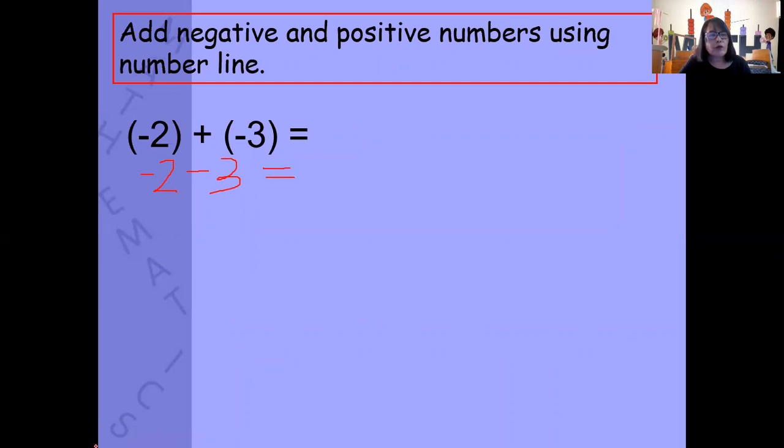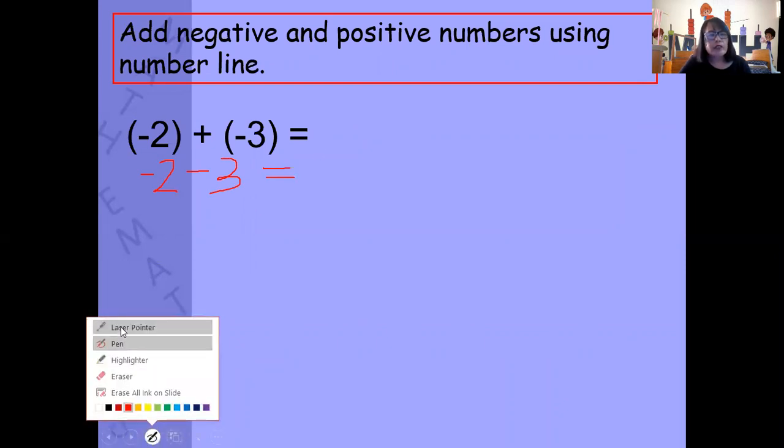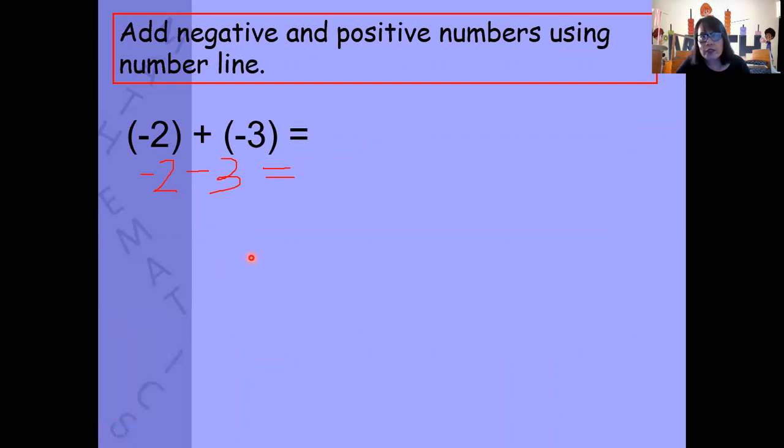Okay, now I want you to concentrate and watch my explanation carefully. You can see here that our starting number is -2. If you remember in our previous lesson, all negative numbers are to the left of 0, and positive numbers are to the right of 0, isn't it?